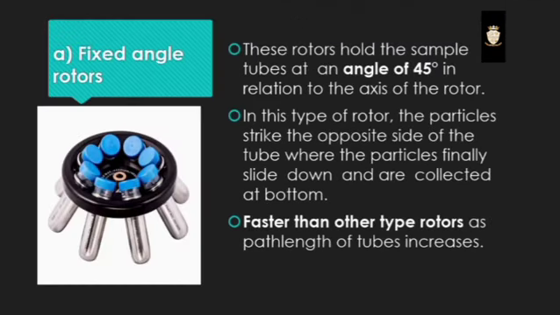fixed angle rotors. These rotors hold the sample tubes at an angle of 45 degrees in relation to the axis of the rotor. In this type of rotor, the particles strike the opposite side of the tube, where the particles finally slide down and are collected at the bottom. Faster than other types of rotors as the path length of the tubes increases.